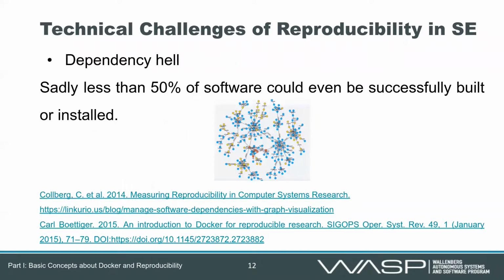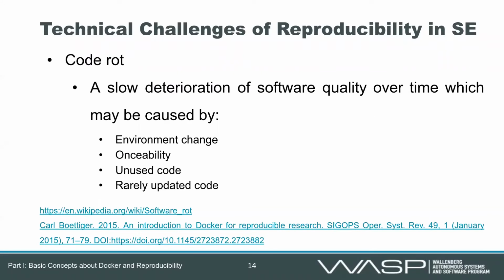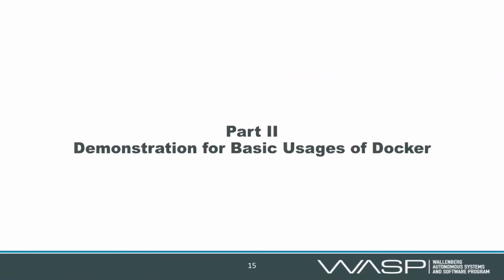We have mentioned these several challenges: dependency hell, inadequate documentation, and also code rot. Now we are going to see how to use Docker to address these technical challenges, and what nice features provided by Docker can be helpful for these challenges in the reproducibility problem. I think I have finished the introduction of this part one, concepts. Does anyone have questions so far?